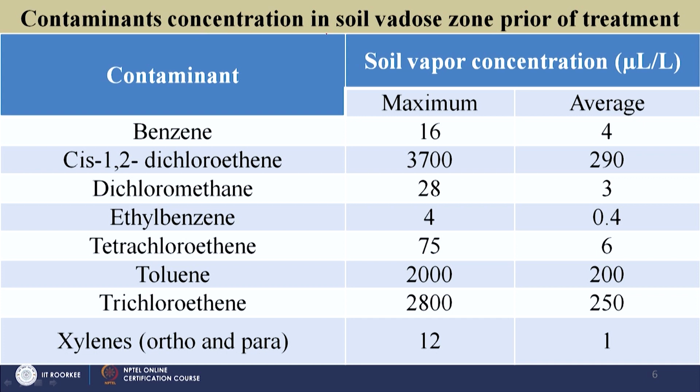Contaminant concentrations in the vadose zone, and this is prior to treatment obviously. They are giving it in volume per volume units, so that is something to keep in mind here. Benzene at 16, what are the major compounds from the point of view of the maximum? 1,2-DCE, toluene, and TCE, and similarly the average also is relatively high for those compounds.